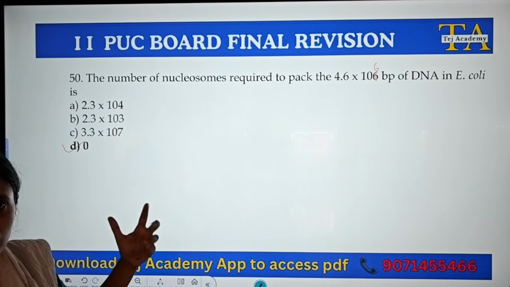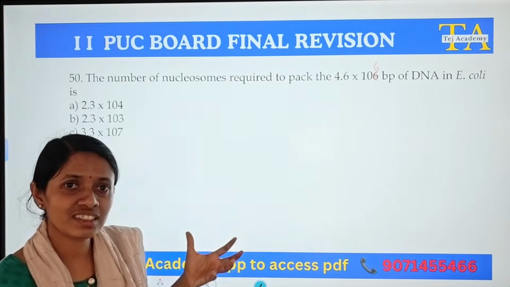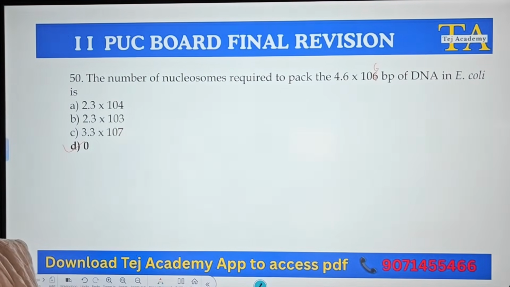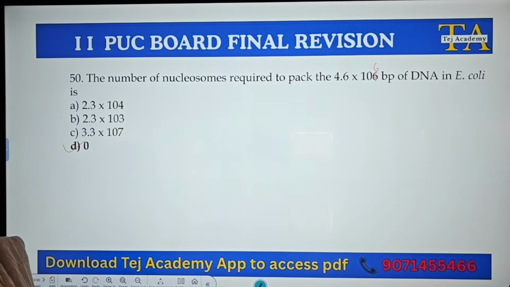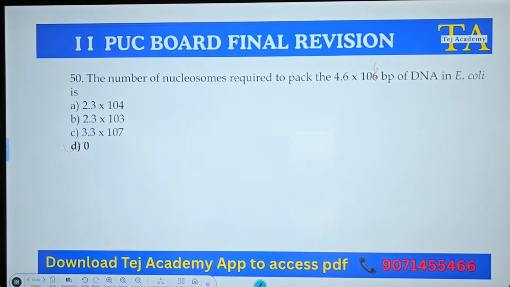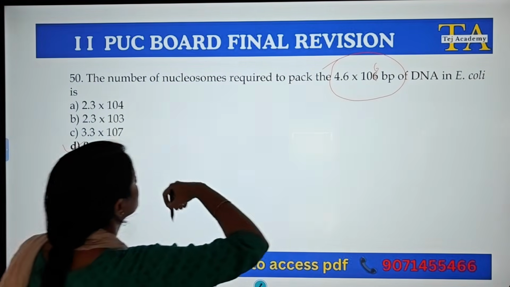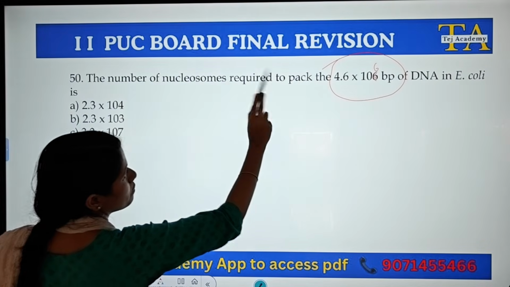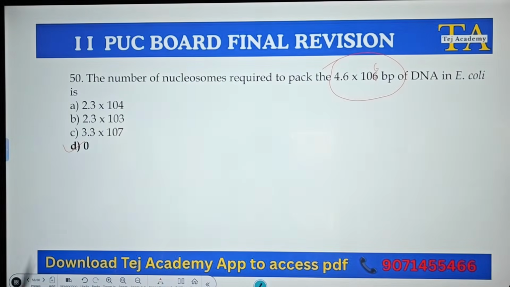coli is a bacteria, okay? Since bacteria doesn't have a nucleosome, how can you ask number of nucleosome? Like how can you tell number of nucleosome if there is no nucleosome existing in the bacteria? So the answer is 0. Don't see any of these numbers, okay? If the question is number of nucleosome required to pack DNA in E. coli or any bacteria, then the answer is 0.